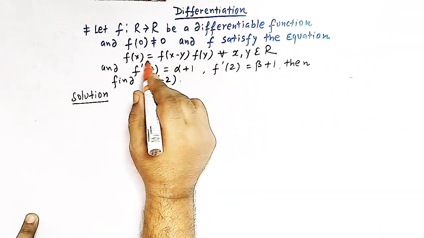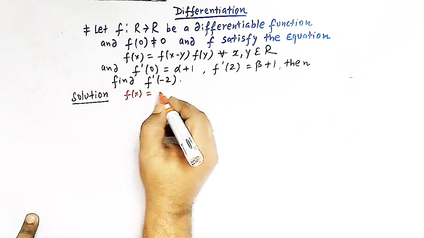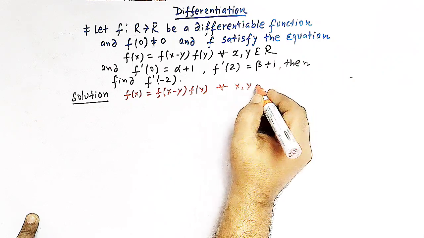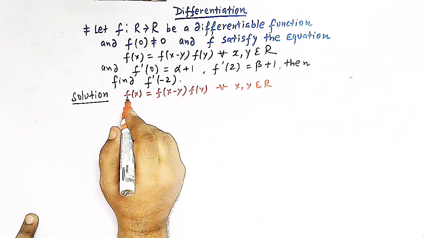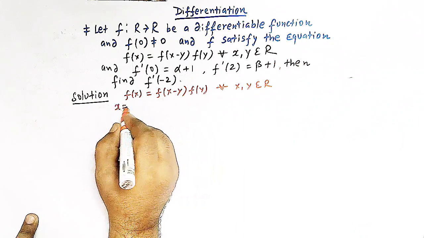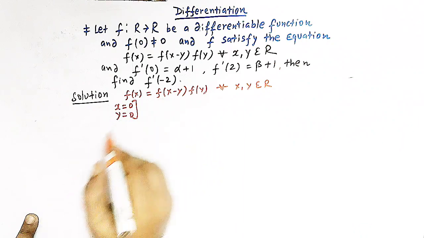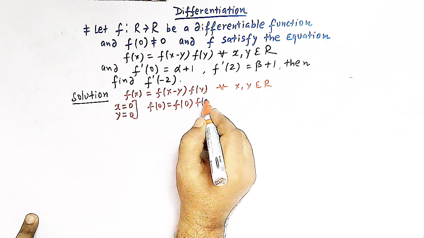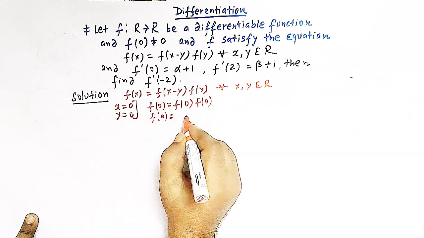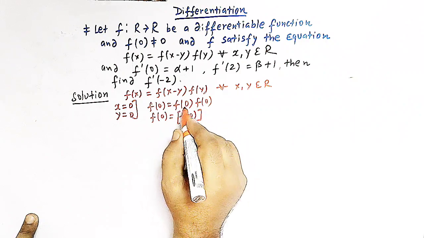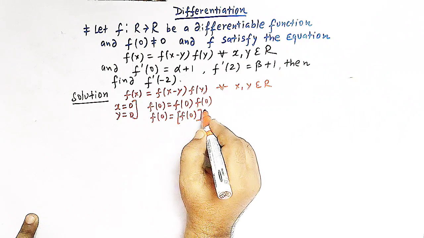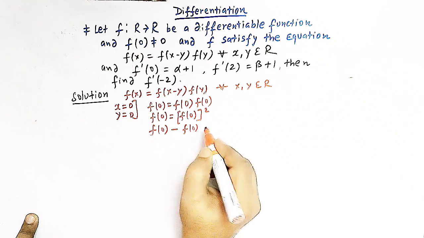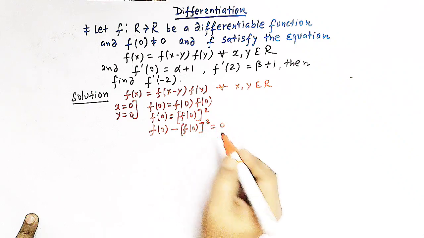So let us start with this equation, that is we are given f of x is equal to f of x minus y times f of y for all x, y belonging to the set of real numbers. So let us first take x is equal to 0 and y is equal to 0. So we'll get f of 0 is equal to f of 0 times f of 0, which is f of 0 square. We can take f of 0 square to the left hand side, so we have f of 0 minus f of 0 square is equal to 0.